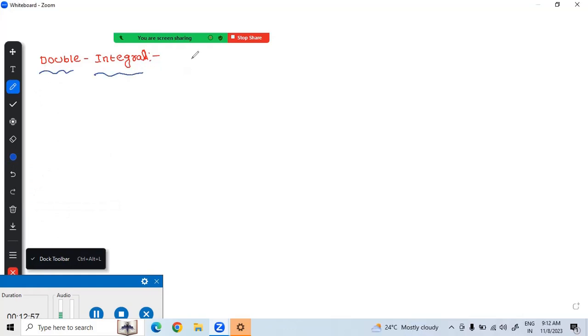A double integral is the counterpart of the above definition.